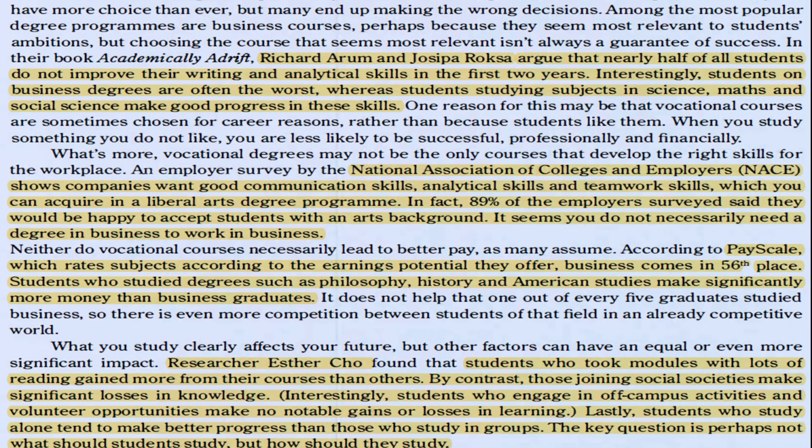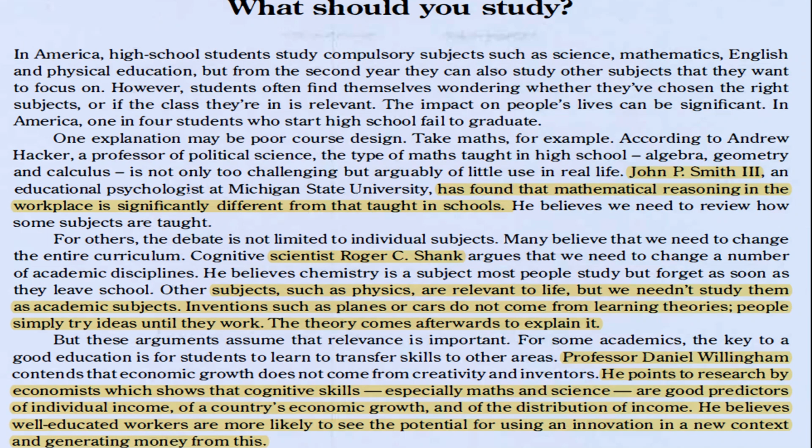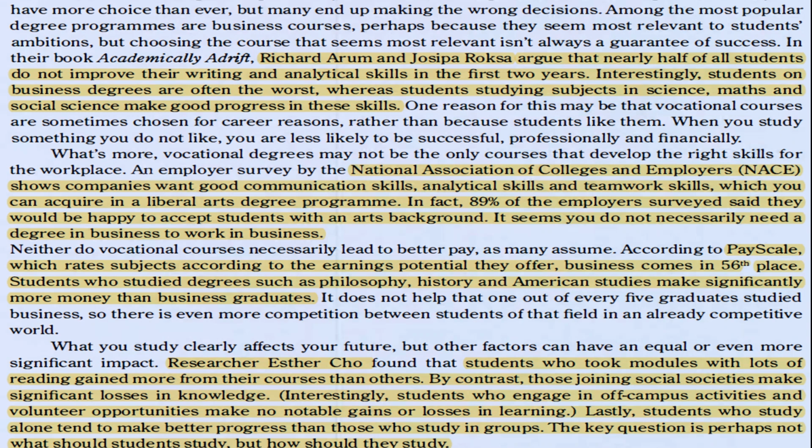So we need to find Richard Arum and Josipa Roksa. They found, so argue, that nearly half of all students do not improve their writing and analytical skills in the first 2 years. Interestingly, students on business degrees are often the worst, whereas students studying subjects in science, maths, and social science make good progress in these skills.